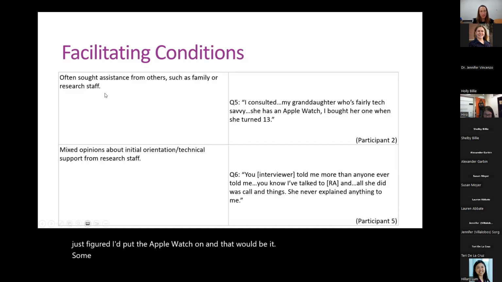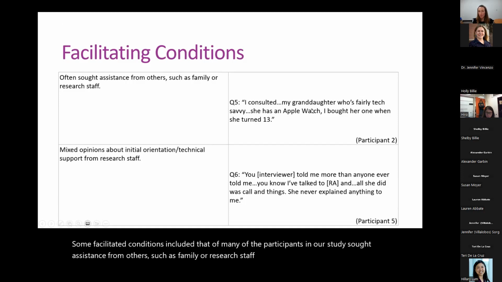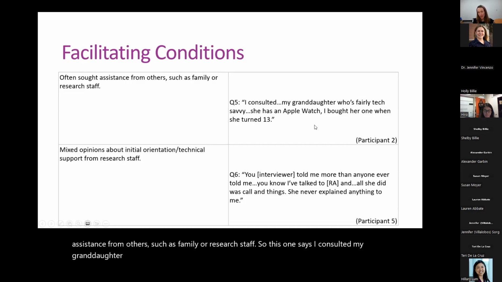Some facilitating conditions included that many of the participants in our study sought assistance from others, such as family or research staff. So this one says, I consulted my granddaughter, who's fairly tech savvy. She has an Apple Watch. I bought her one when she turned 13.